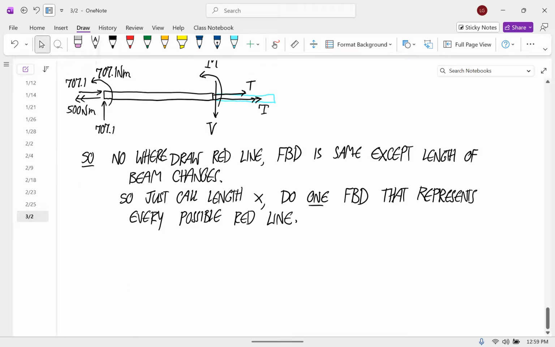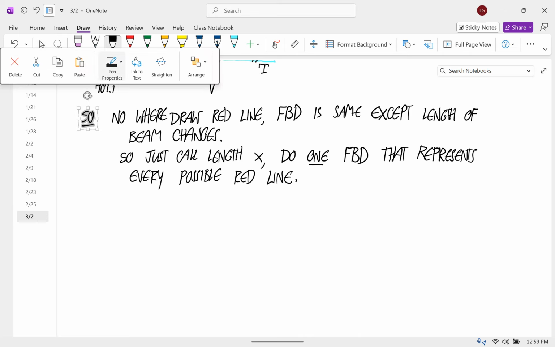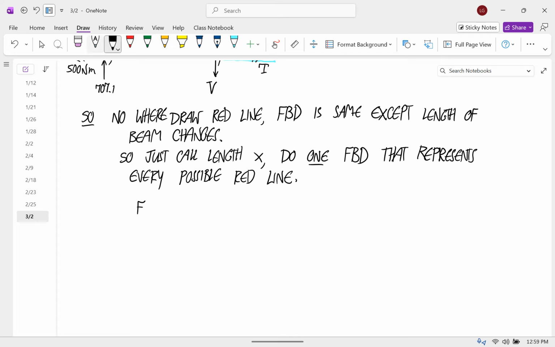Okay, so let's go through that. So now this is like an internal loads problem that we would have done in statics. So I'm going to do my cut.